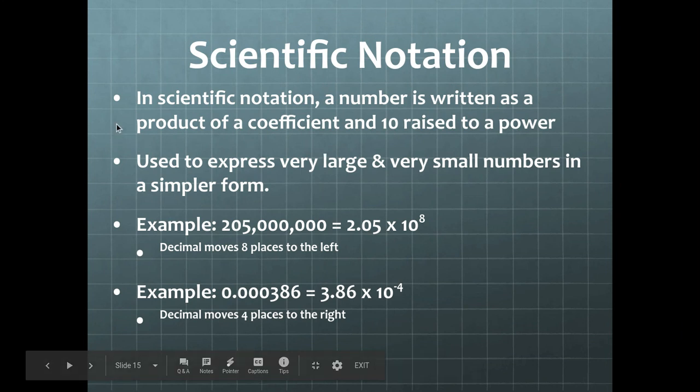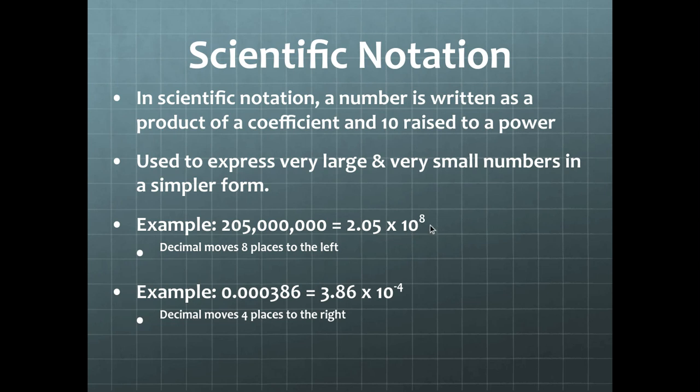Now, the definition of scientific notation can be a little tricky. The definition states that in scientific notation, a number is written as a product of a coefficient and 10 raised to a power. That's just a fancy way of saying an example of scientific notation will have one number in front of a decimal point and it'll be multiplied by 10 raised to a certain exponent.